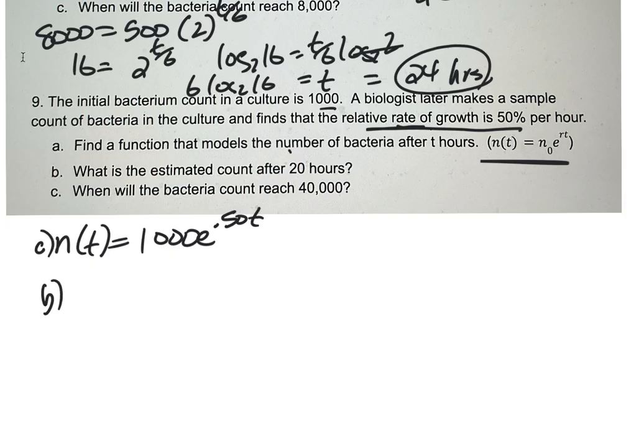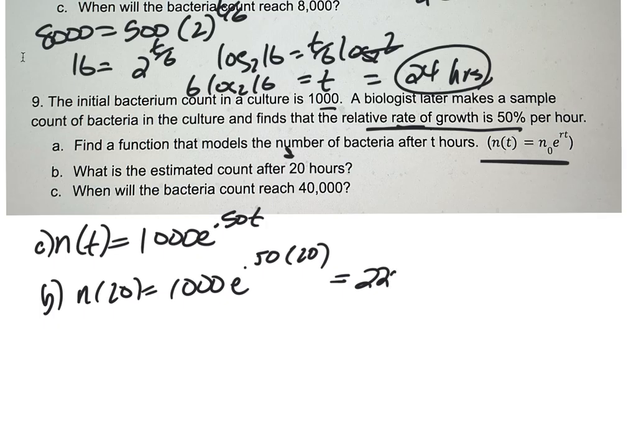Part B, they're saying how much do you have after 20 hours. So all I'm going to do is punch in 20 where the t is. So I got 1,000 e to the 0.50 times 20. I'm going to punch that straight in. Getting a huge number, 2,202,6,4,6,5. So about 22 million plus.